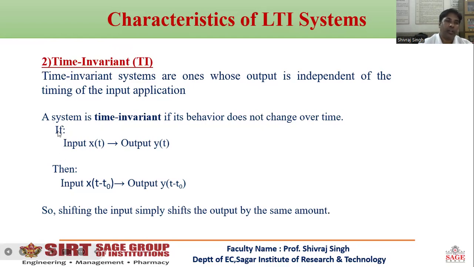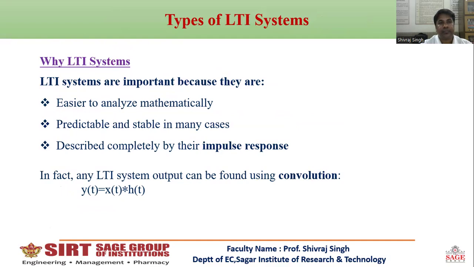According to this property, if input x(t) gives output y(t), then we delay the input as well as the output. So, according to the time-invariant property, input x(t minus t0) gives y(t minus t0). So shifting the input simply shifts the output by the same amount.